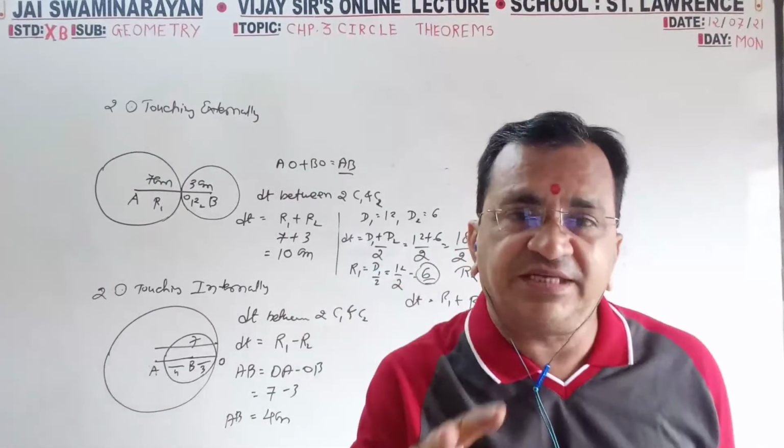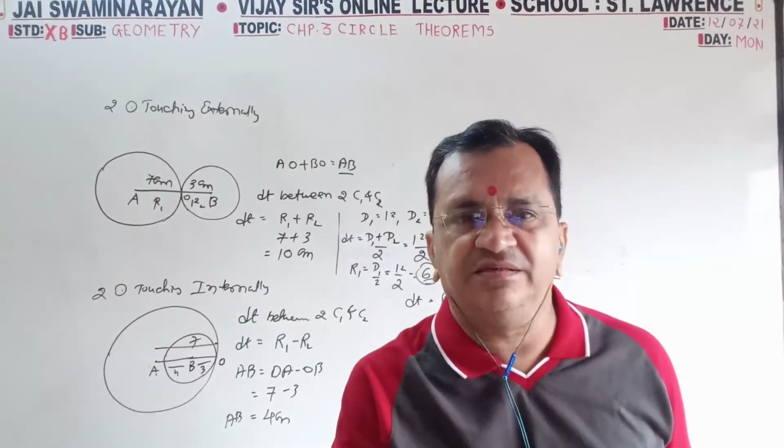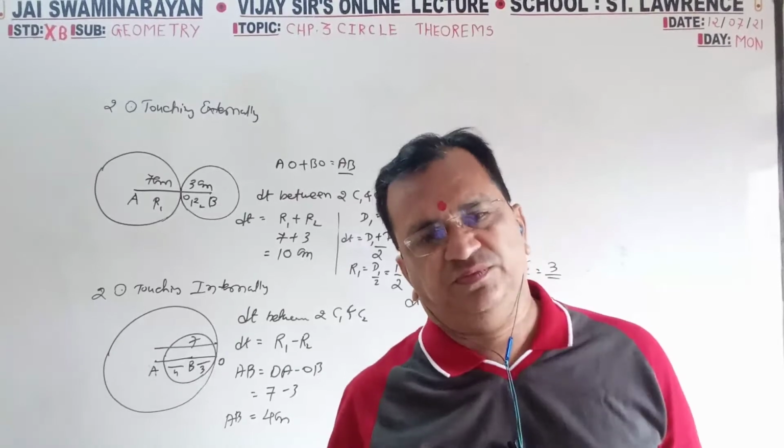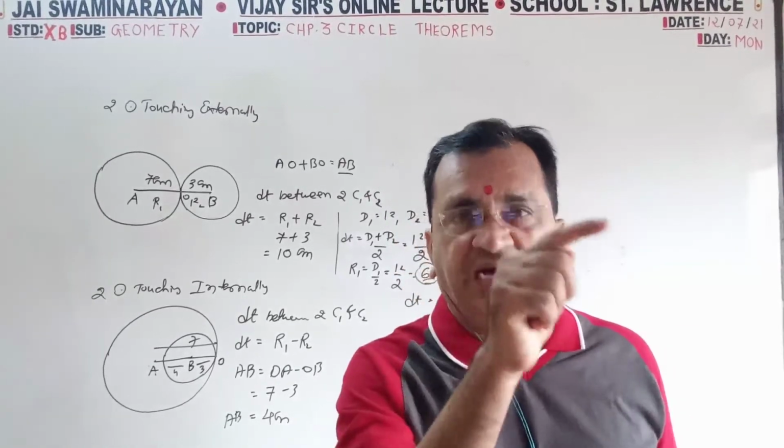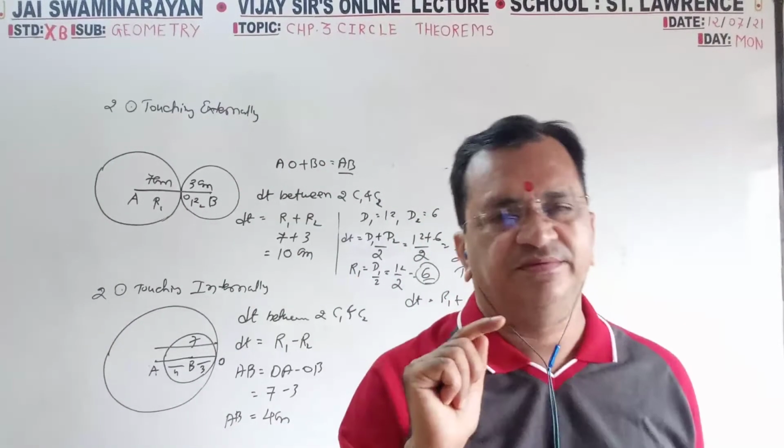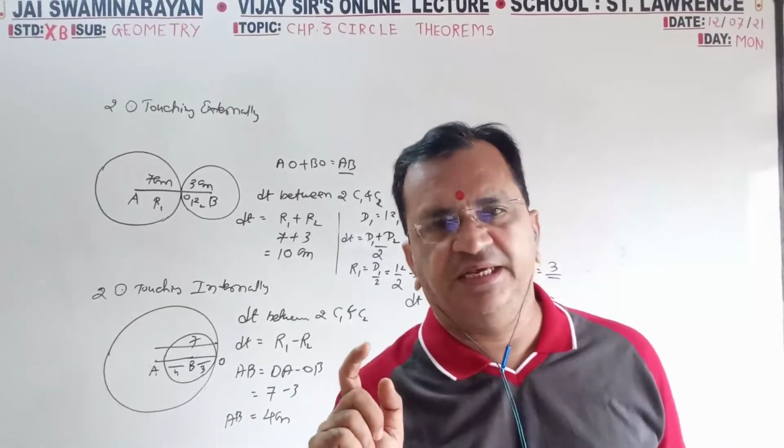So when diameters are given, first add, then make it half. Or make it half, then add. The meaning is the same, the calculation is the same.